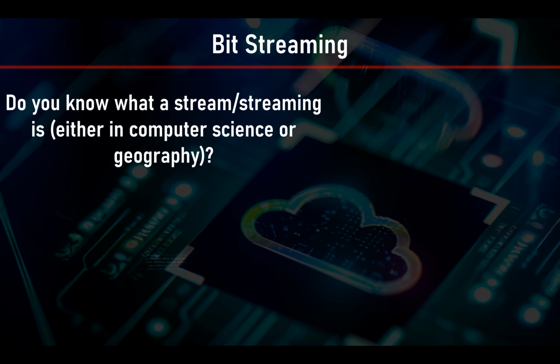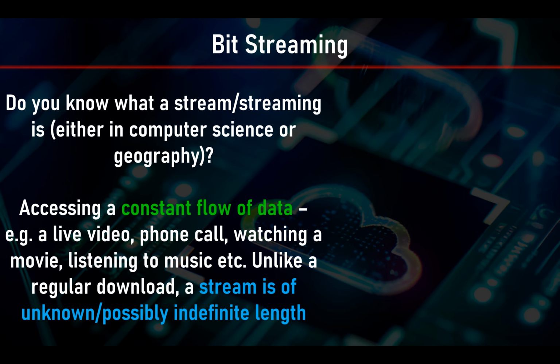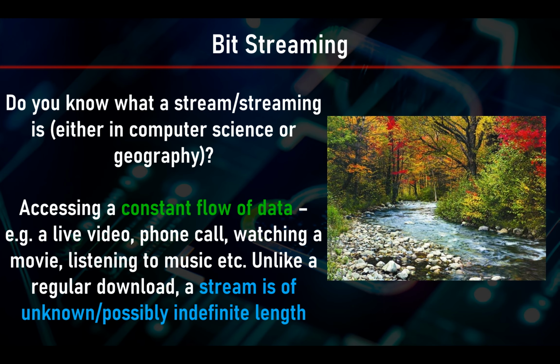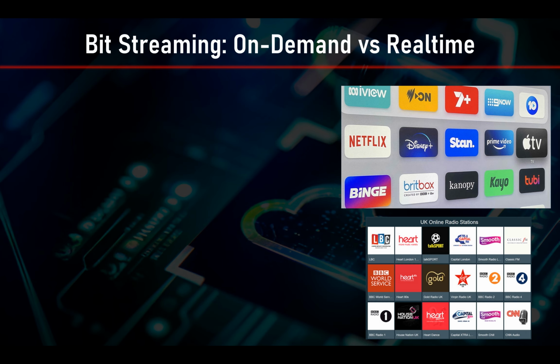Alright then, bit streaming. So basically, bit streaming is a constant flow of data. Let's say a live video phone call, watching a movie, listening to music. Unlike a regular download, a stream is of unknown, possibly indefinite length. I guess that's true for real-time streaming. That's actually not true for on-demand streaming, because with on-demand streaming the media has been pre-recorded. So in that case, we do actually know the file size of it. And an example is a river, a stream of water.